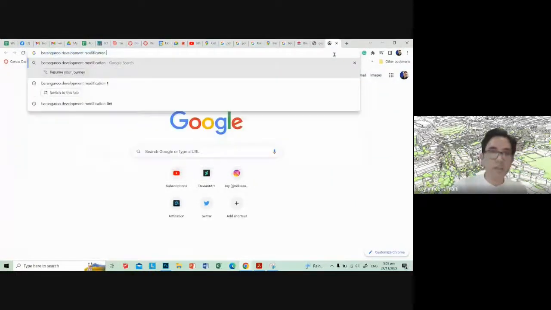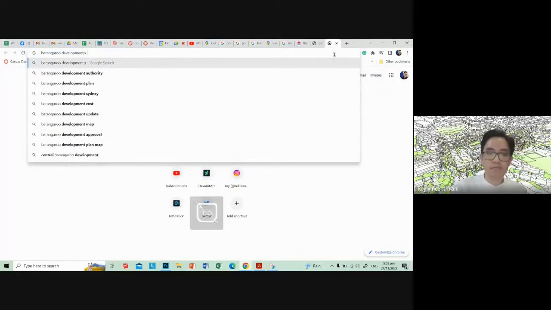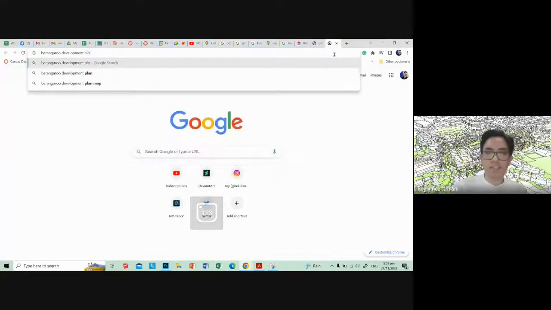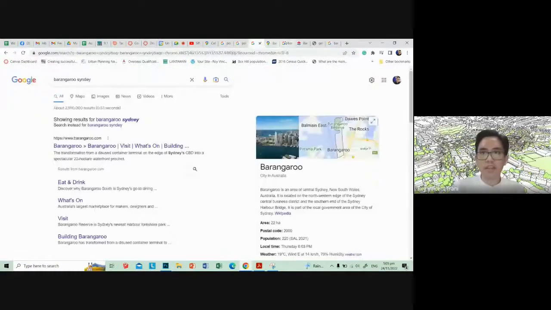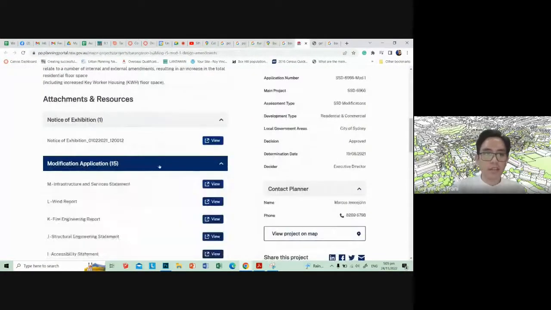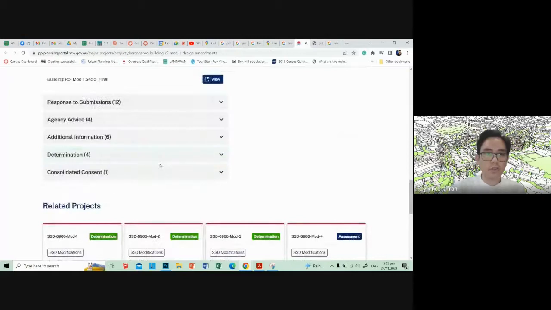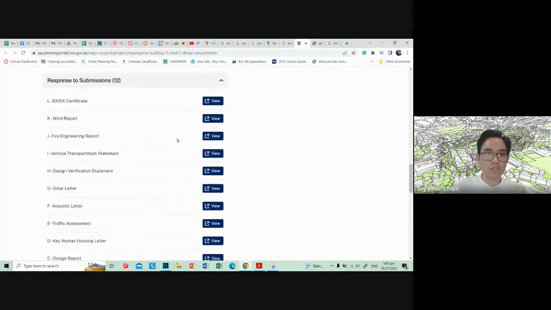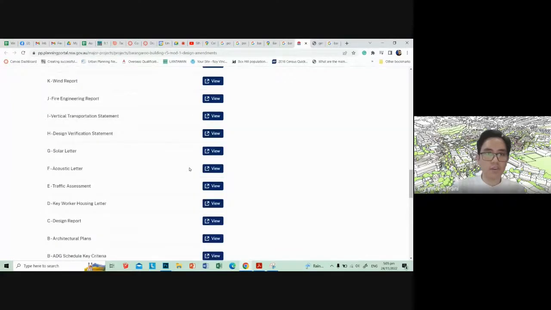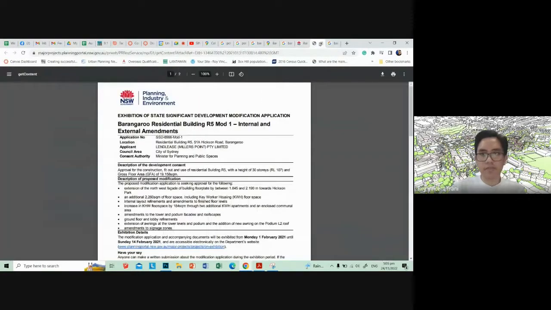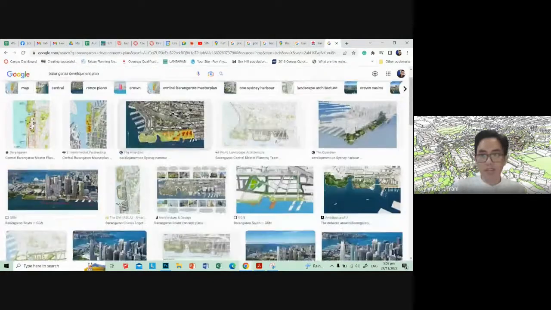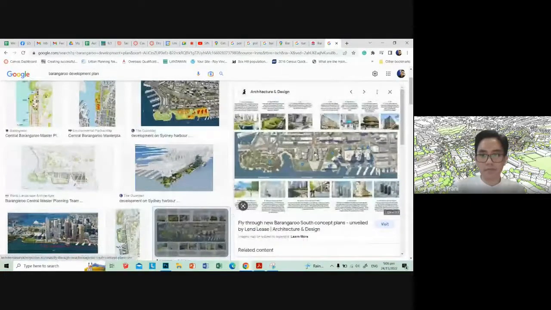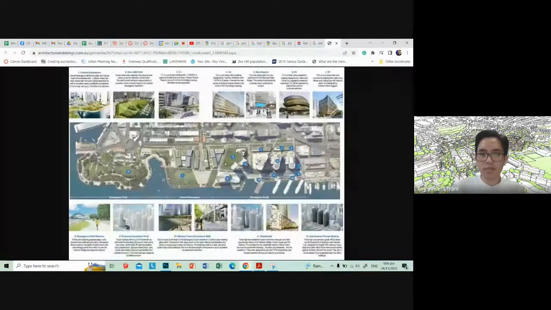project, let me just show you the total scope of Barangaroo development. You can see the changes here. Let me see response to submissions. Basically, I want to see some drawings. Where are the drawings? Anyway, images like this. I think this is the best one. So I think I showed you this before.